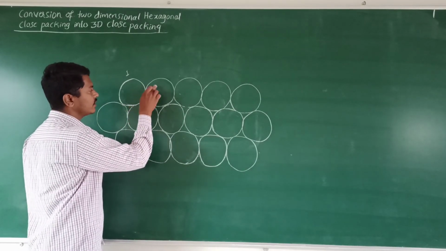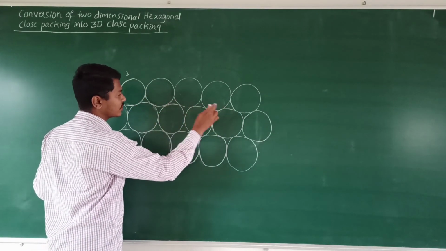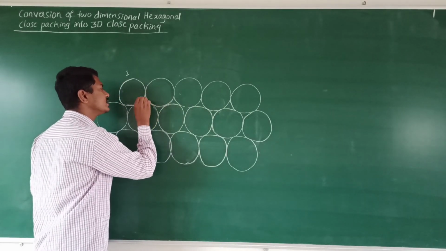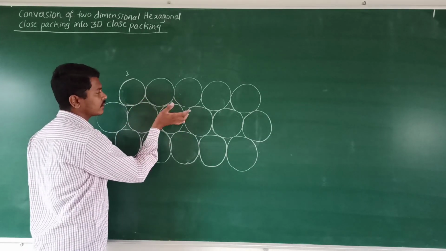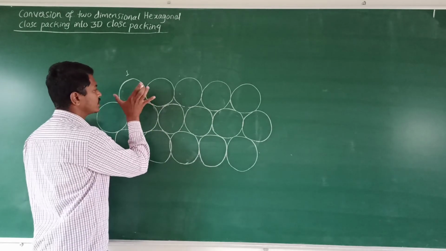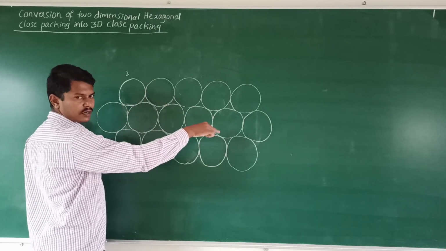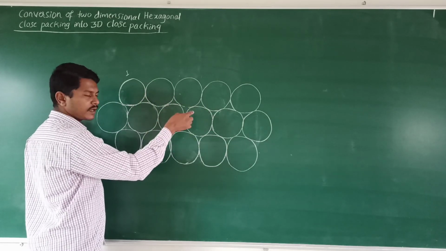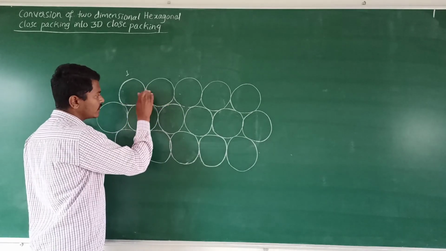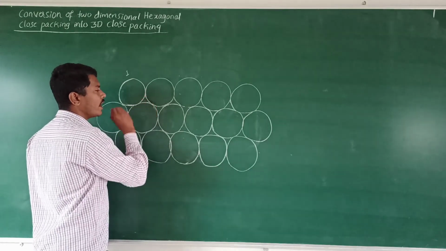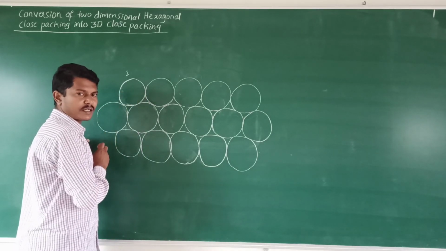This layer has depressions, 1, 2, 3, like this. These are the depressions, and we observe a triangle shape. The second layer we have to put exactly in the depressions created by the first layer. This is the first layer, the two-dimensional hexagonal close packing. With the same layer placed on it, a triangle-shaped void is formed. Void means the empty space which is not occupied by particles, atoms or ions.